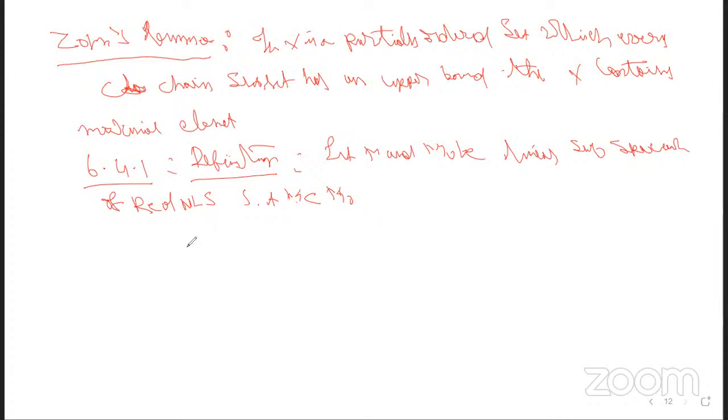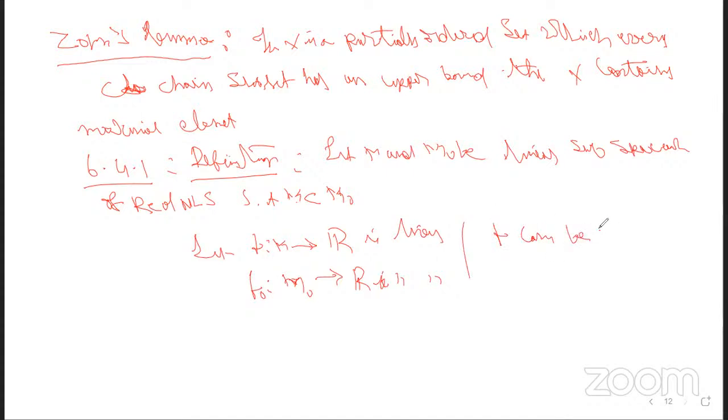So let f from M to R, where R means the set of real numbers, be linear. f can be extended to f naught, from M naught to R. This is also linear. What did we do here? f can be extended.